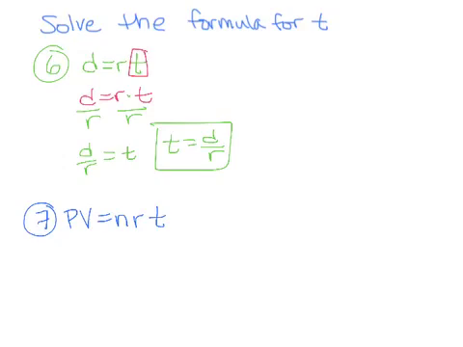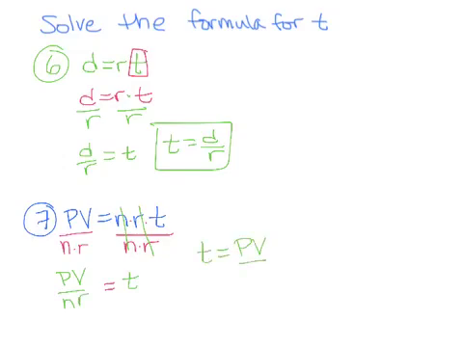So what you can do is you can actually do several things at once. We have n times r times t. If you want, you can actually divide both sides by both n and r. So you can divide it by n times r. The reason you would do that is because on your right-hand side, the n's are going to cancel out, the r's are going to cancel out, and you're just left with t. Left-hand side, you just have PV over nr. So we would most likely write that as t equals PV over nr.